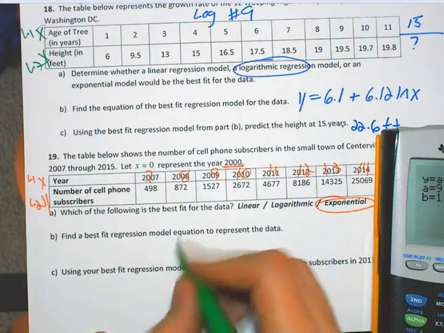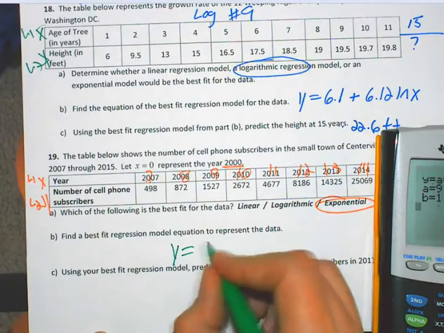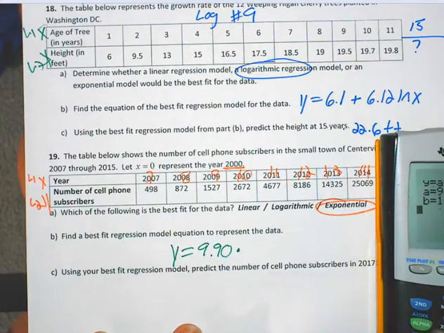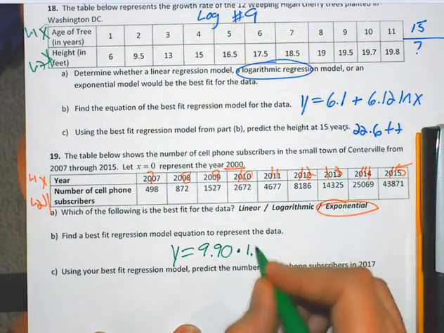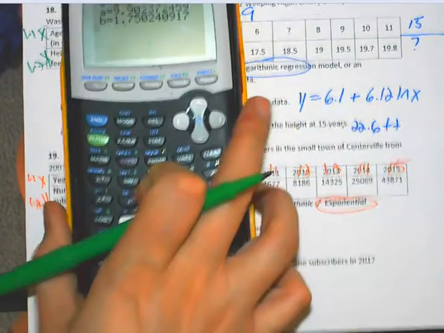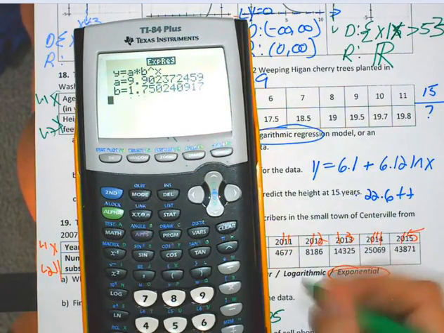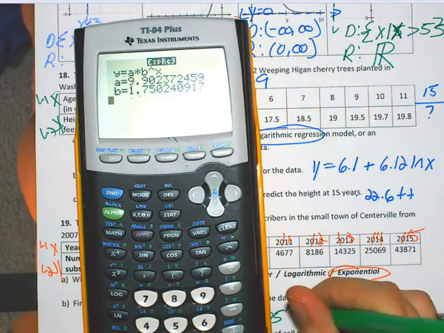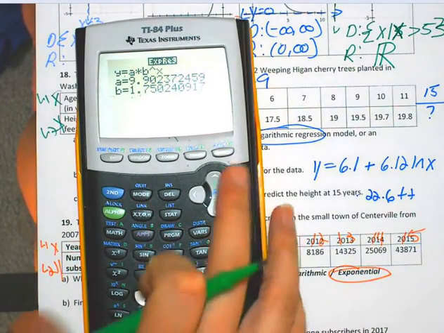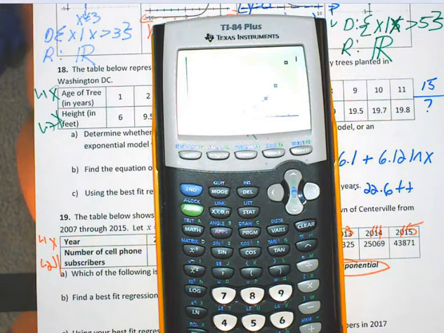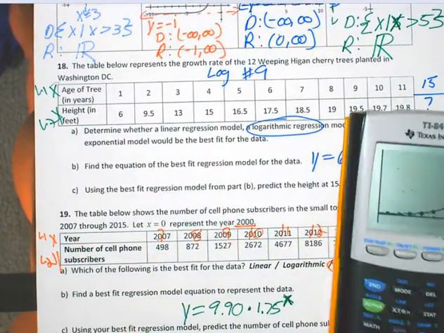I just need to substitute in. So I have y equals, A is 9.90, and then times B is 1.75. It's off the screen there. So 9.90 times 1.75 to the power of x. All right, so let's go ahead and look to see how that looks on our graph. We're going to go back to graph. Remember, zoom 9 will make the data points fit into your graph. If you don't see the graph, you may not have turned your plot on. So that fits perfectly. Maybe not perfectly, but close enough.